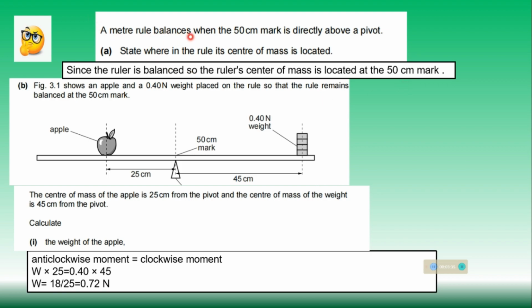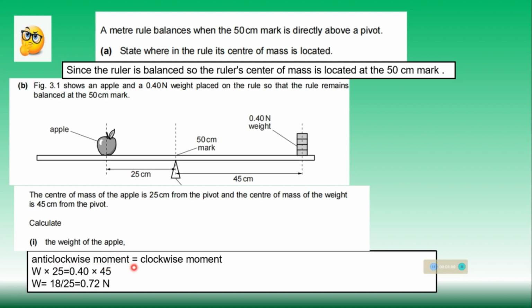A meter rule balances when the 50 centimeter mark is directly above a pivot. State where in the rule its center of mass is located. Since the ruler is balanced, the ruler's center of mass is located at the 50 centimeter mark. The center of mass of the apple is 25 centimeter from the pivot, and the center of mass of the weight is 45 centimeter from the pivot. Calculate the weight of the apple.